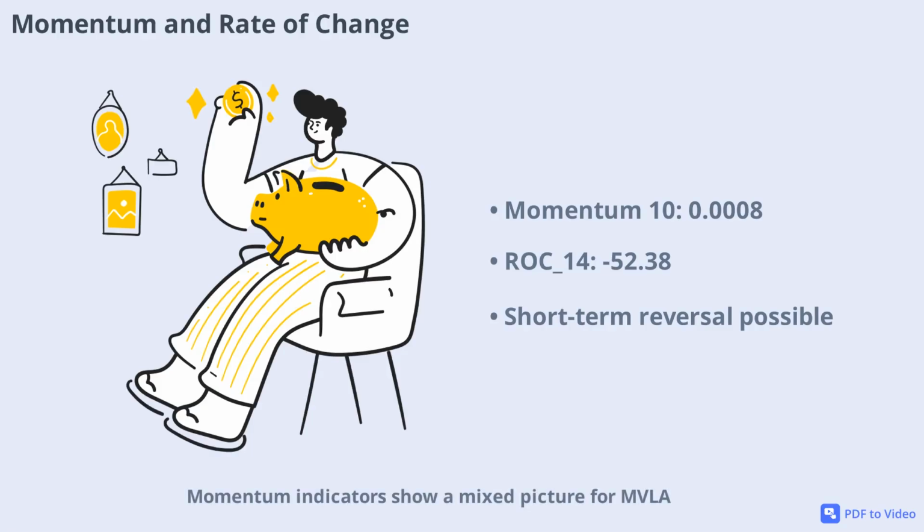Momentum indicators show a mixed picture for MVLA. The 10-day momentum is positive at 0.0008, while the 20-day momentum is negative. The rate of change ROC14 and the percentage rate of change ROCP14, at minus 0.524, both indicate recent downward pressure. However, the positive short-term momentum suggests that a reversal could be underway if buying interest persists.